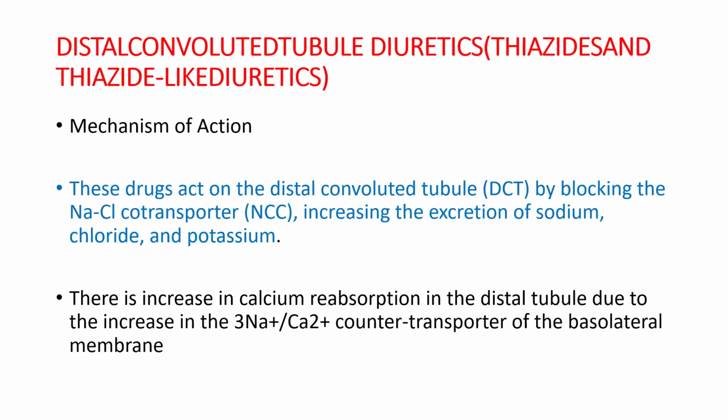Now, the next class of diuretic is distal convoluted tubule diuretics, that is thiazides and thiazide-like diuretics. The mechanism of action is that these drugs act on the distal convoluted tubule by blocking the sodium chloride cotransporter, and it increases the excretion of sodium, chloride, and potassium. So there is an increase in calcium reabsorption in the distal tubule due to an increase in the 3 sodium and 2 chloride counter transporter of the basolateral membrane.